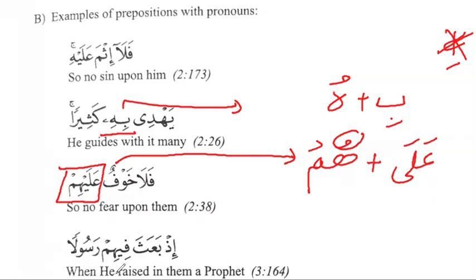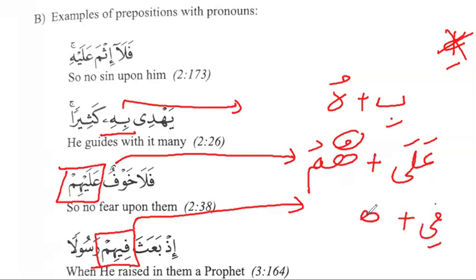إذ بعث فيهم رسولا. فيهم. What do you think is the breakdown of فيهم? It's fi plus what? Him or whom? Whom. It was originally fi and whom together? Fihim. Does it change the meaning? No, it does not. Very good.